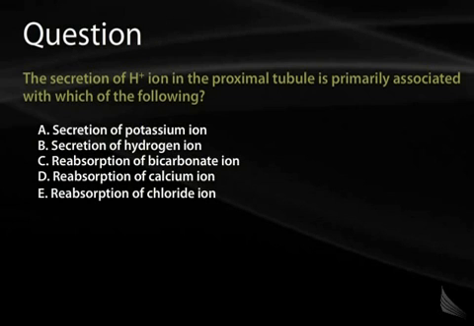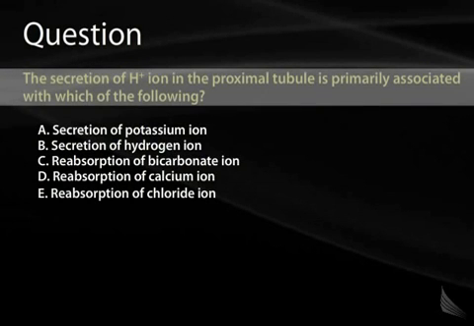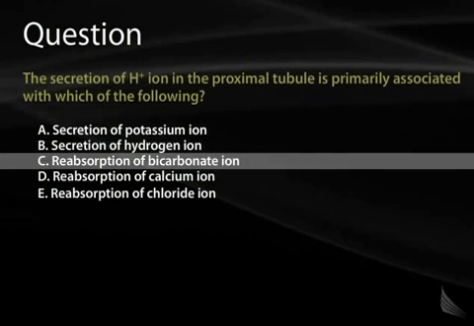Let's walk through a few questions. The secretion of hydrogen ion in the proximal tubule is primarily associated with which of the following? A, secretion of potassium ion; B, secretion of hydrogen ion; C, reabsorption of bicarbonate ion; D, reabsorption of calcium ion; and E, reabsorption of chloride ion. The correct answer is C, reabsorption of bicarbonate. As we said before, hydrogen secretion is always coupled with bicarbonate reabsorption. They are essentially one and the same. Also important to remember is that the secretion of hydrogen is coupled with sodium reabsorption.